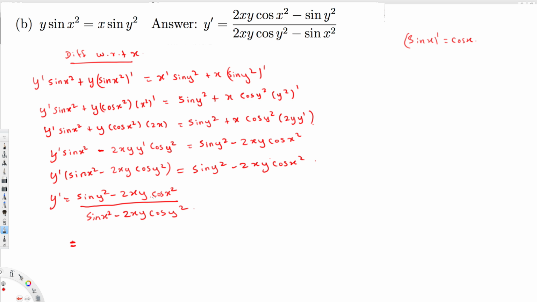If you multiply both top and bottom by negative, it would become 2xy cos x square minus sine y square over 2xy cos y square minus sine x square. So both of them are correct ways to write it, because this is the answer we are getting. That's why I want to show you that you can write it in both ways.